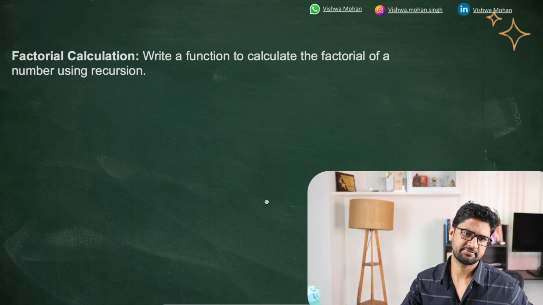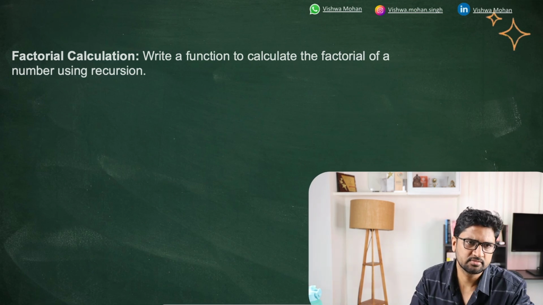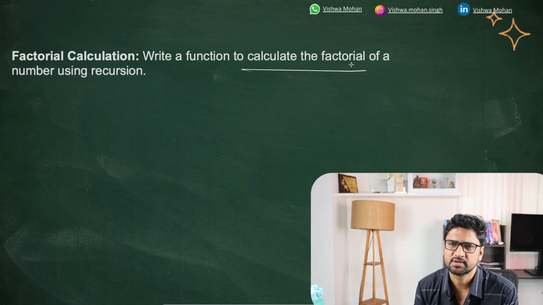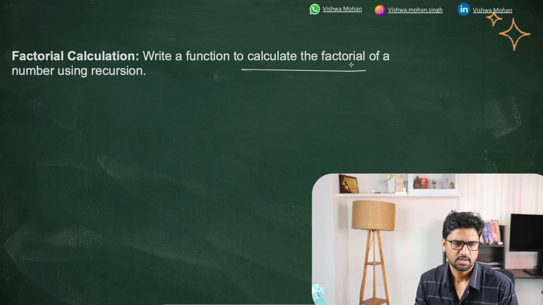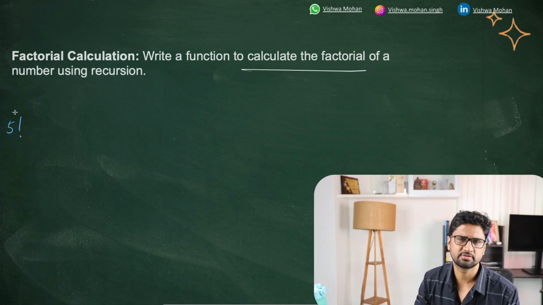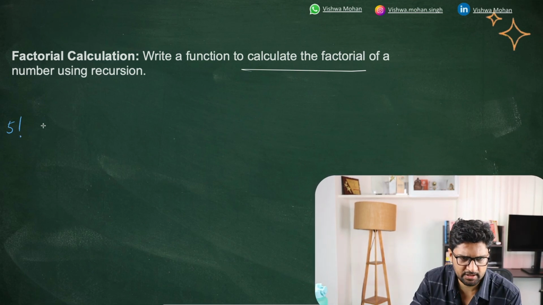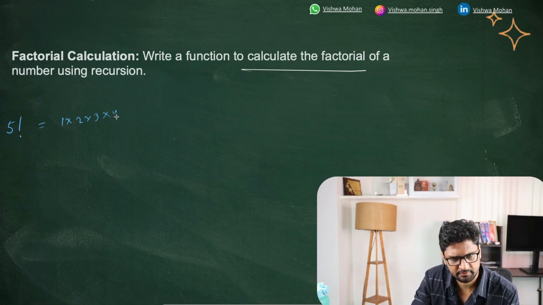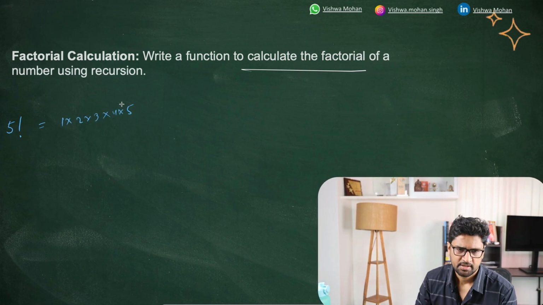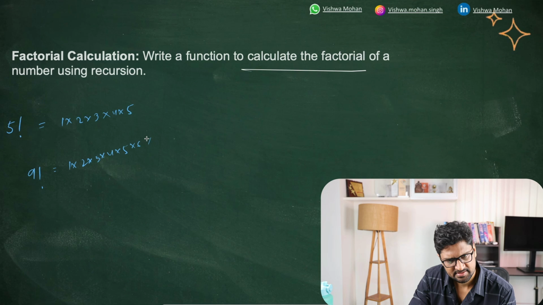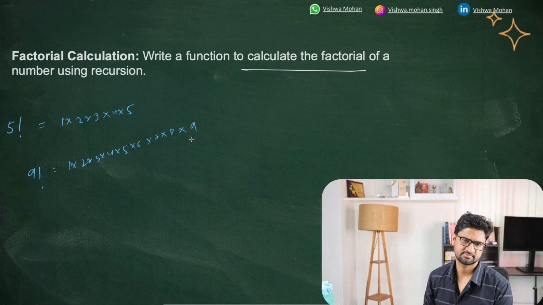The first problem says factorial calculation. Write a function to calculate the factorial of a number using recursion. Now what does that mean? What is the meaning of a factorial? Factorial means that, let's say I write 5 factorial. This is the symbol which indicates the factorial. It means that I have to keep on multiplying from 1 till 5: 1, 2, 3, 4, 5. If it is 9 factorial, I can call it 1, 2, 3, 4, 5, 6, 7, 8, 9.